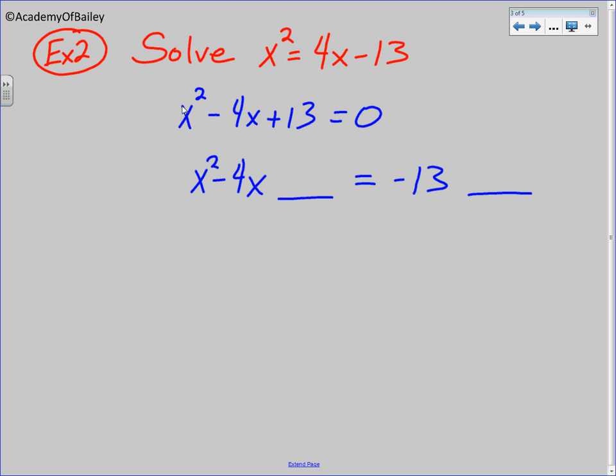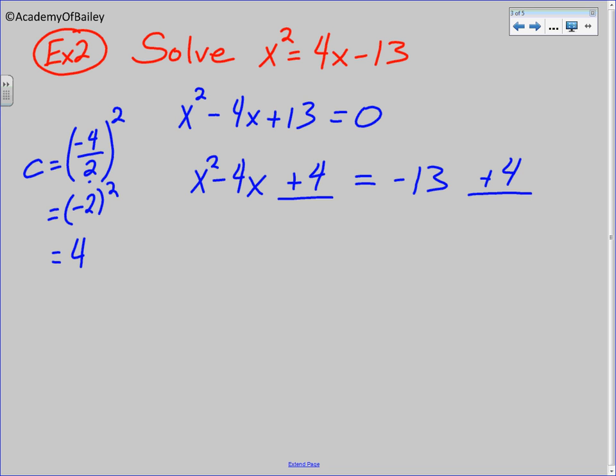How do we figure out what c is? Well, remember, c is half of b, squared. In this case, b is -4. -4 divided by 2 should be -2, and then when we square it, we should get a +4. So we add 4 here, add 4 here.